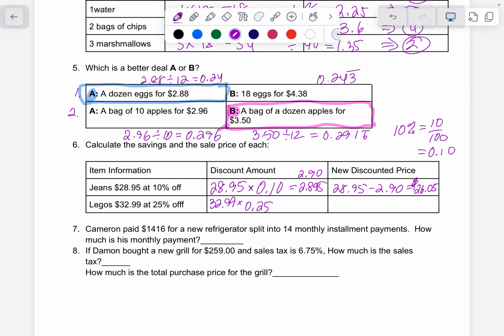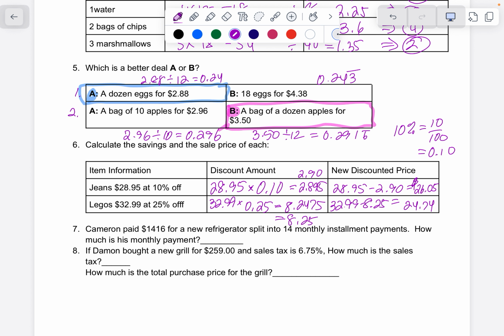Now, your calculator is going to read 8.2475. What should we round that to so that we show our money correctly? Yeah, that 7 behind the 24 is going to make that pop up to 8.25. And so then the Legos will be $32.99 minus $8.25, which is $24.74, okay?